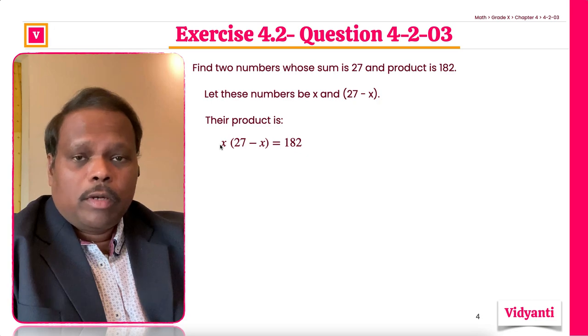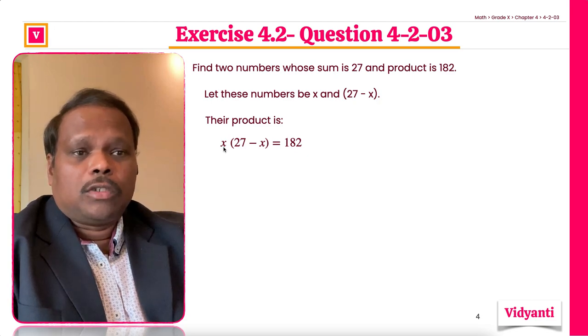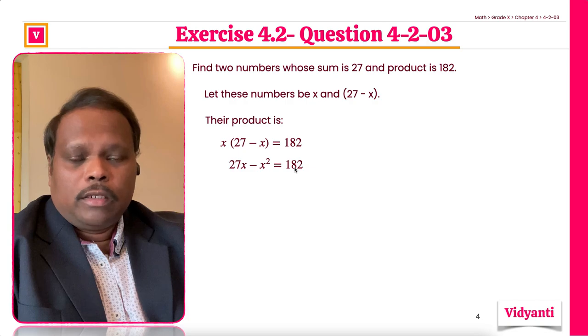That x part we will multiply with each part in the bracket. So x times 27 is 27x and x times negative x will be minus x square. 182 will remain as it is.